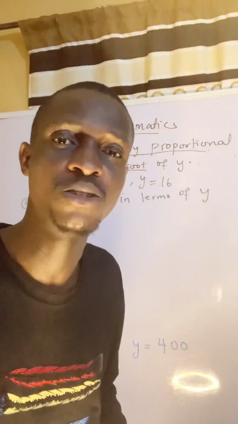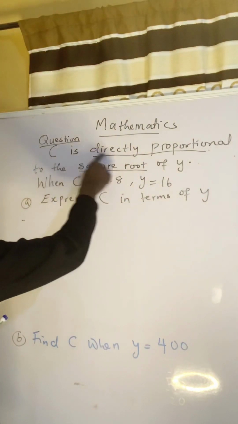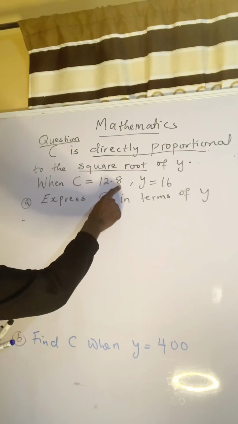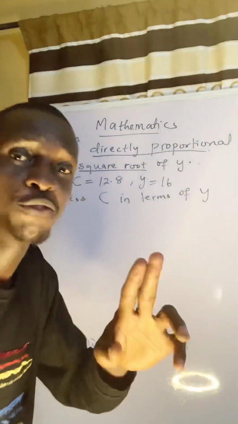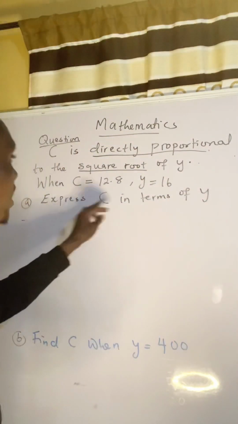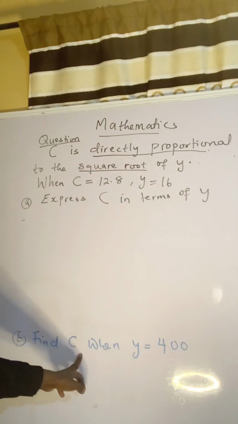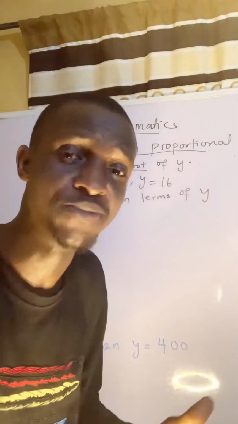Now let's get this question solved. It's very simple. So the question says c is directly proportional to the square root of y. When c is 12.8 and y is 16, we have to answer two questions here. The first one is to express c in terms of y, and the second question is to find the value of c when y is 400. So two questions, and they are very simple.